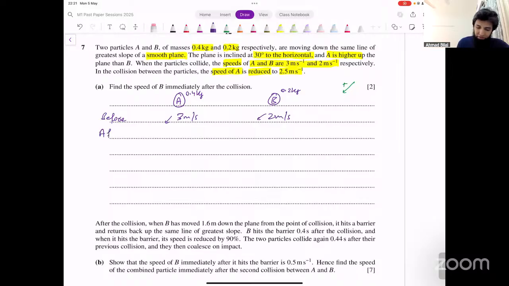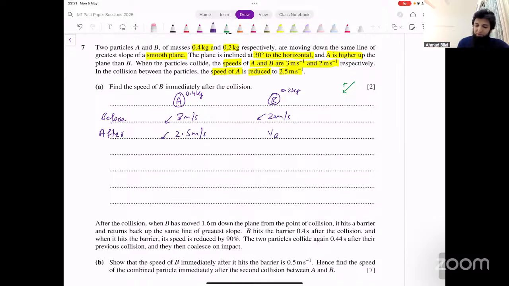After collision, what happens is the speed of A is reduced to 2.5 meters per second. So that means it's moving in the same direction, just the speed reduces. It becomes 2.5 meters per second. What about the speed of B immediately after collision?